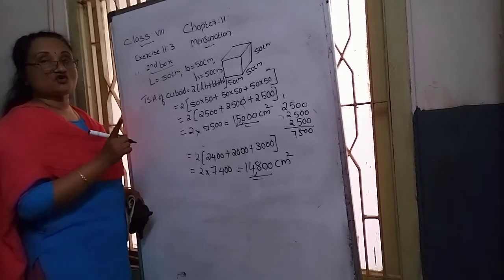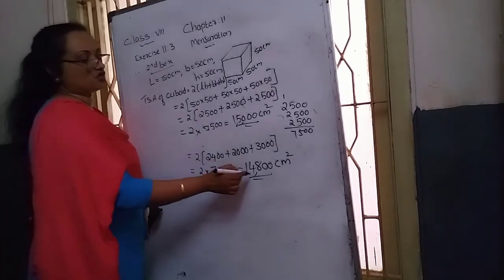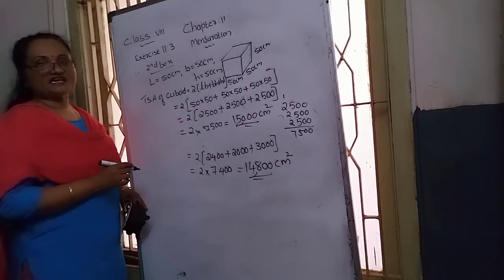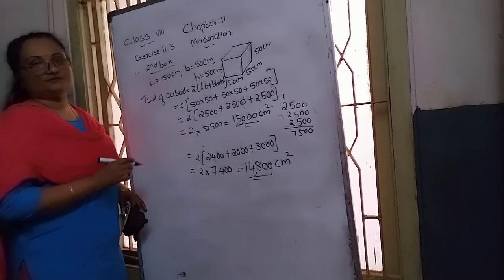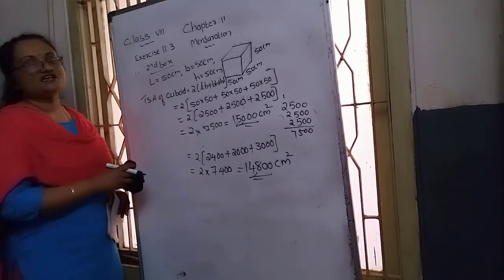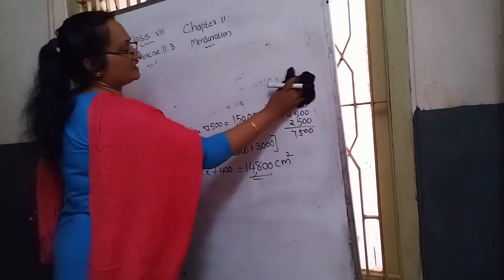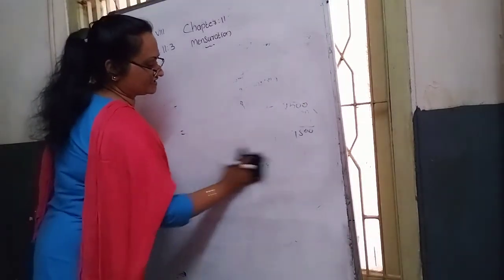The question asks which box requires lesser material. So we can say the first box has lesser area. That's why the first box requires lesser material for making it. I hope you can understand this problem. Then next we go through the second sum.